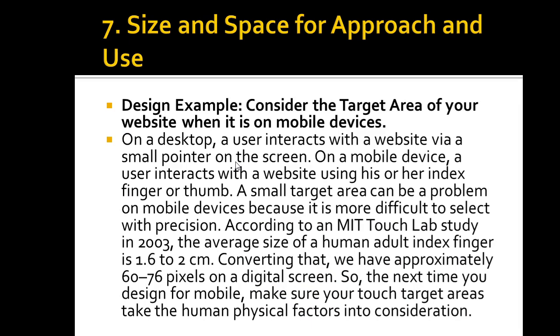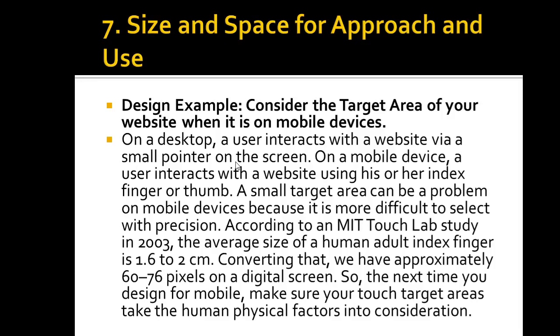How about in design? Consider the target area of your website when it is on a mobile device. On a desktop, a user interacts with the website via a small pointer on the screen. On a mobile device, a user interacts with the website using his or her index finger or thumb. A small target area can be a problem on mobile devices because it is more difficult to select with precision. Actually, I'm having this problem, so it's hard for me to type text using my cell phone as compared with using a laptop or a desktop.